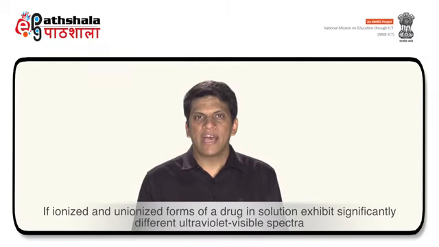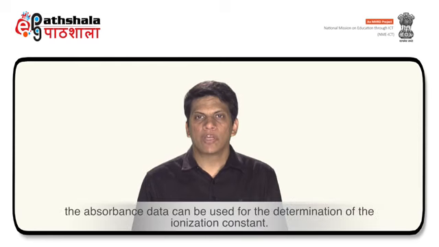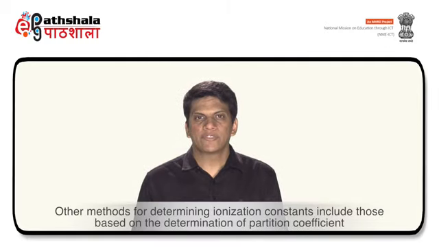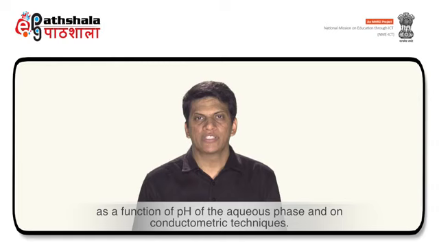If the ionized and unionized forms of a drug in solution exhibit significantly different UV visible spectra, the absorbance data can be used for the determination of the ionization constant. Other methods for determining the ionization constant include those based on the determination of partition coefficient as a function of pH of the aqueous phase and on conductometric techniques.